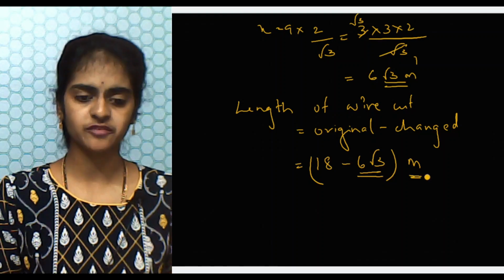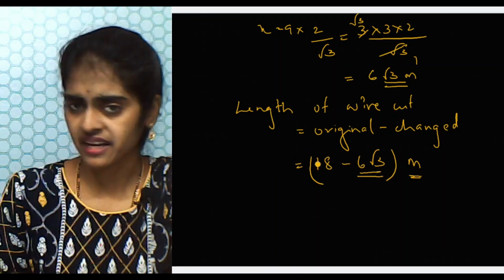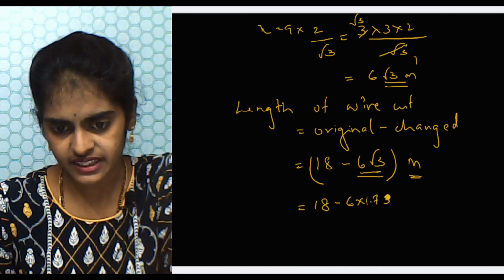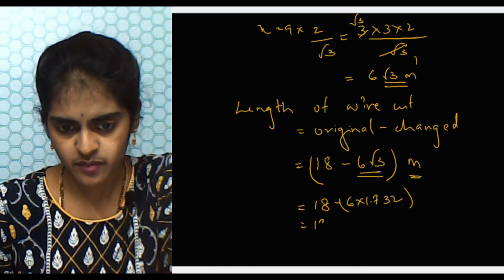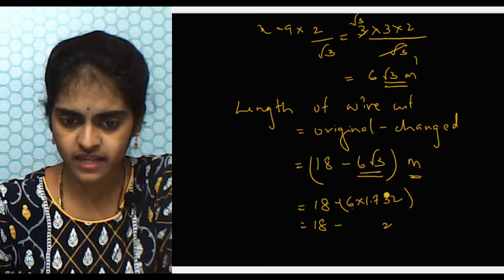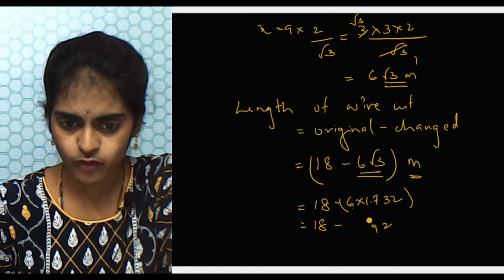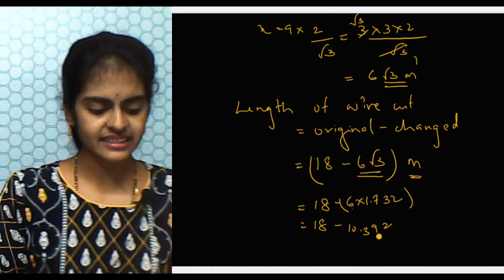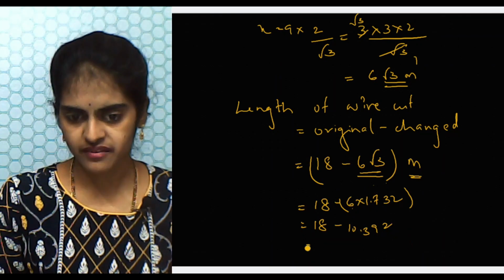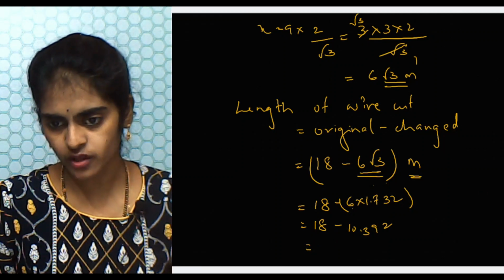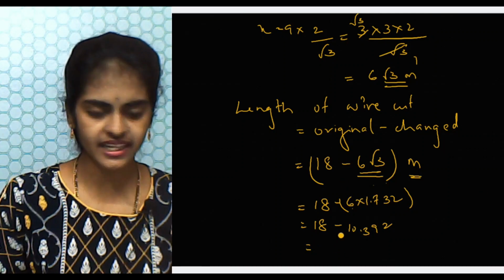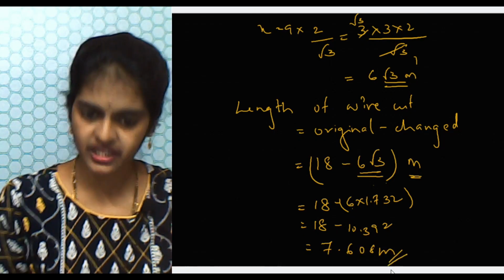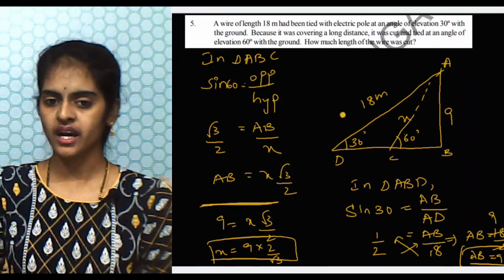This is the length of wire which is cut. If you multiply, it becomes 6 into 1.732, which is 10.392. If I subtract, 18 minus 10.392, I get 7.608 meters. So this is how we are going to do it here.